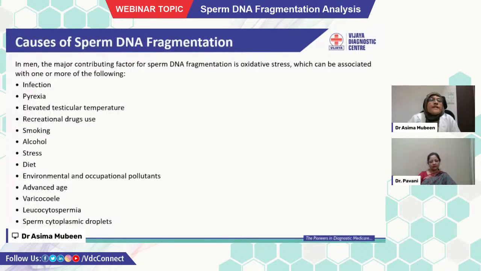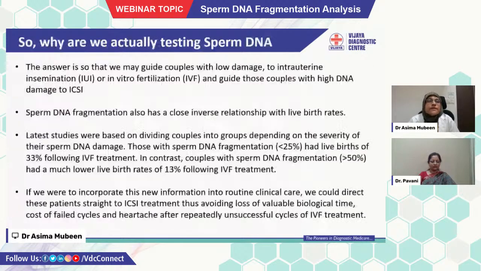The various causes of sperm DNA fragmentation. The most common cause is oxidative stress, and this may be due to so many treatable or non-treatable causes. So, what are the causes? Infection, pyrexia, elevated testicular temperature, recreational drugs, smoking, alcohol, stress, diet, environmental and occupational pollutants, advanced age, varicocele, leukocytospermia, and sperm cytoplasmic droplets. And many of them are medical reasons which can be modified.